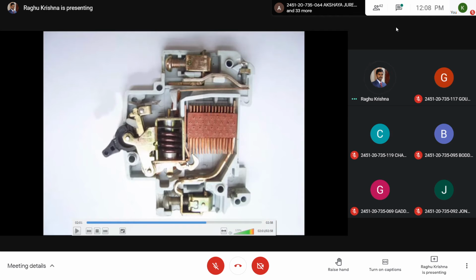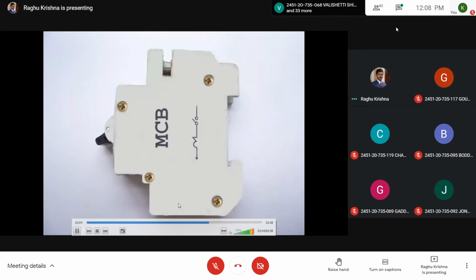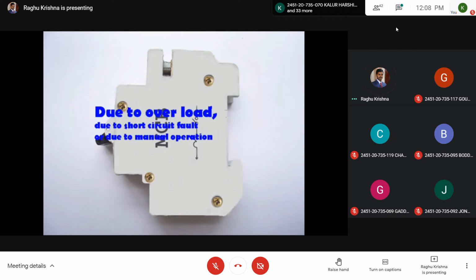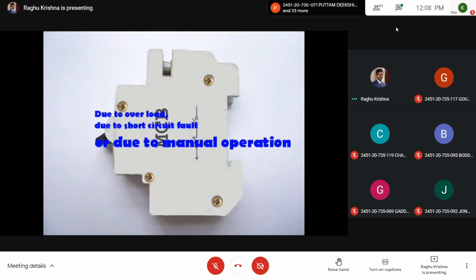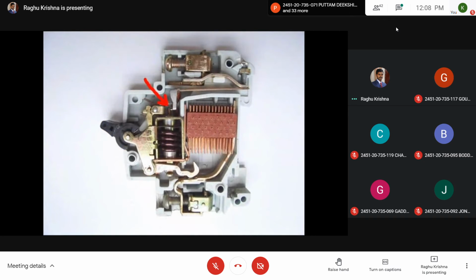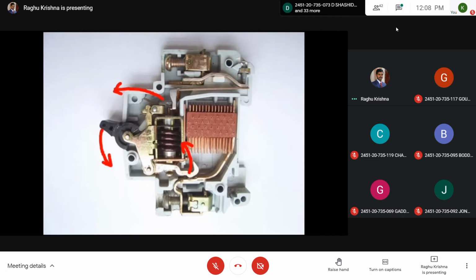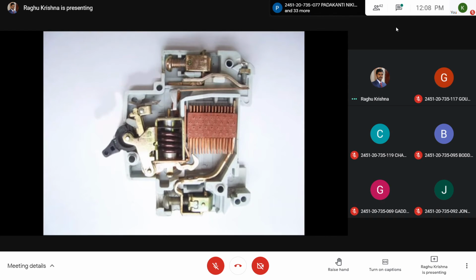See here. Are you able to see the mouse pointer? So this is the moving contact, right? This is the fixed contact. Whatever may be the operating mechanism, that means due to overload, short circuit fault or manual operation, actually the same latch opens and the same deformed spring is released. And this is ultimately responsible for movement of the contact.